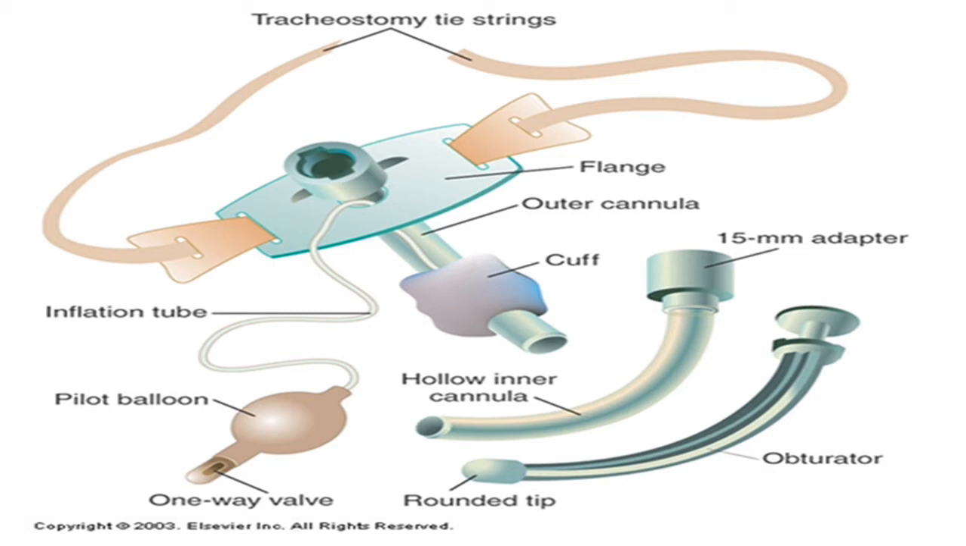It's inflated in patients who are at risk for aspiration of gastric contents or maybe some mouth secretions. It's also inflated if a patient needs mechanical ventilation, because it will ensure that the air actually gets down to the lungs and the air is not lost around the tube.